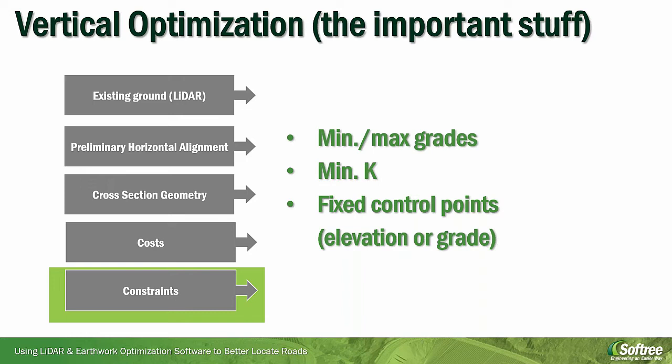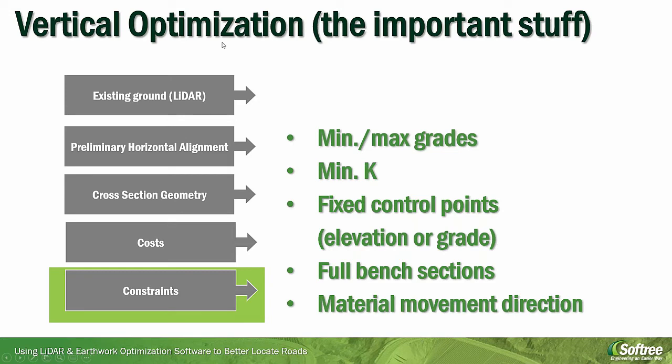Maybe you need to go through a specific area because you've got a bridge site. Those sort of things, so you can constrain the vertical alignment using the fixed control points. You can do other things like full bench constraints. You can insist that on a certain degree of side hill, you have a full bench cut. And you can also constrain the direction in which material moves.